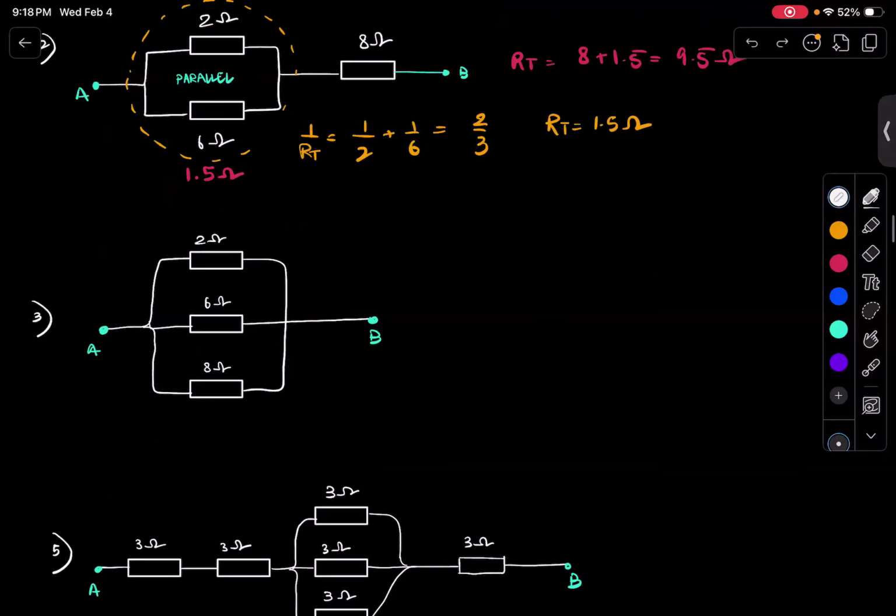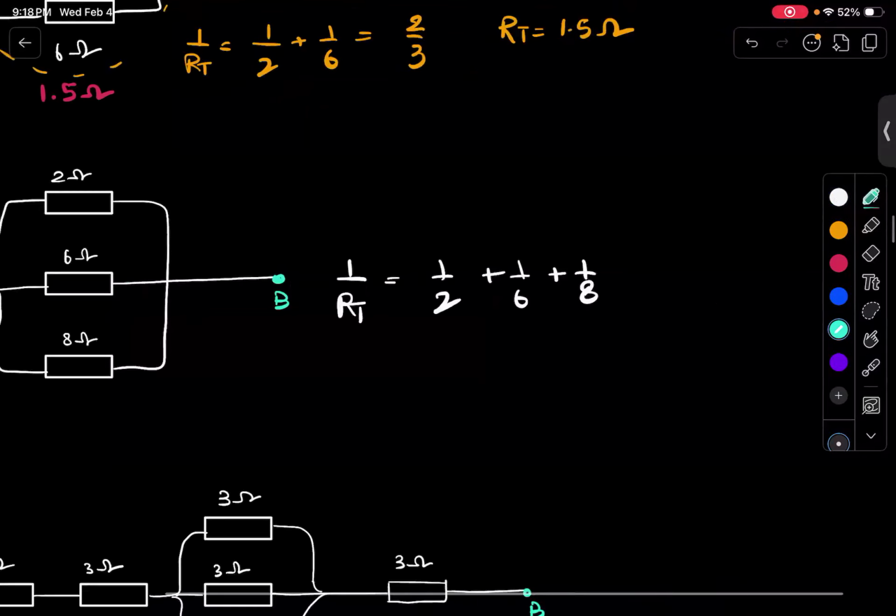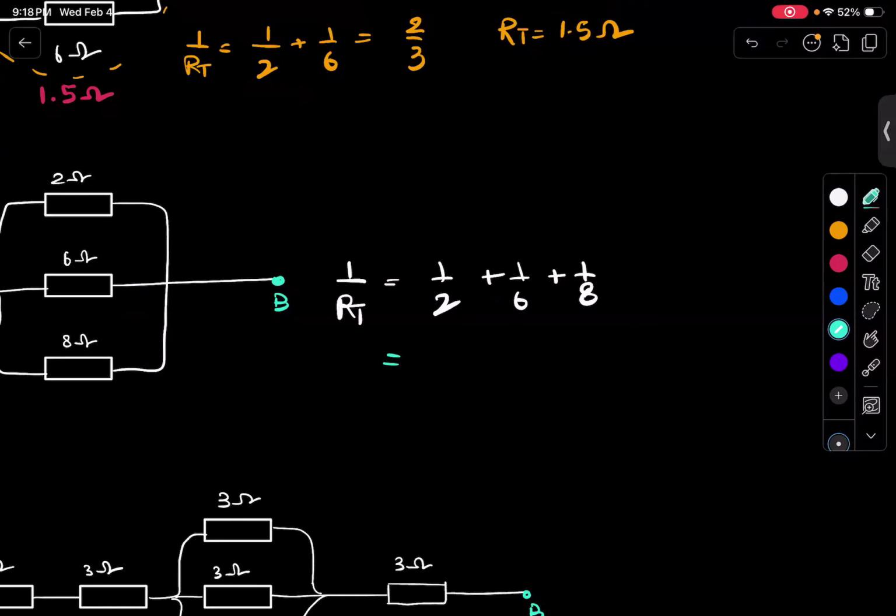What about this one? A to B. Now, how do I do this? 1 over RT is equal to 1 over 2 plus 1 over 6 plus 1 over 8, right? Make sure you remember that this value actually gives you 1 over RT. Yeah, that's a very common mistake. It gives you 1 over RT. It does not give you RT, right? So that means you'll have to take the reciprocal later on as well.